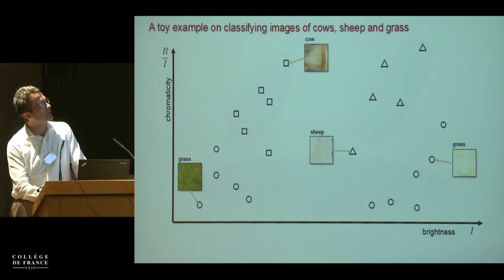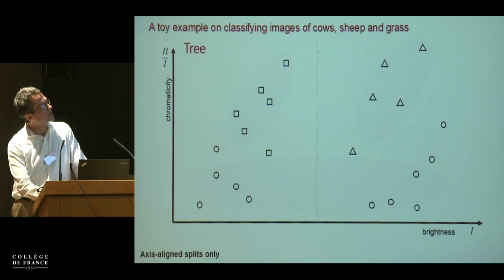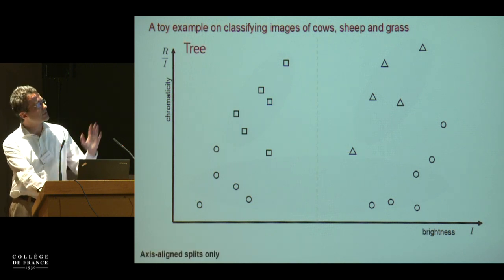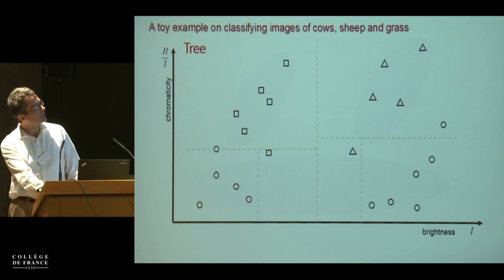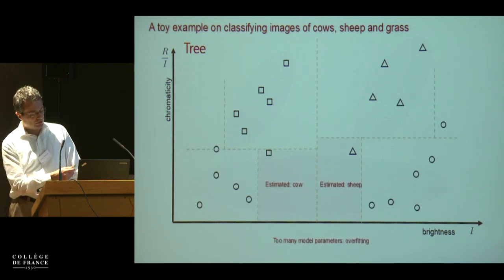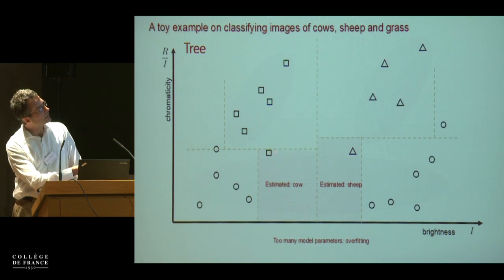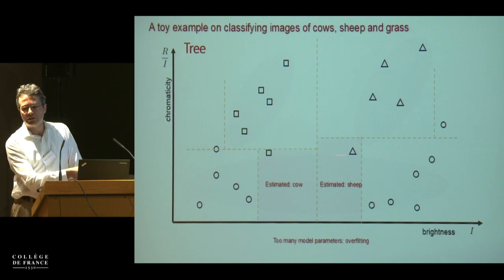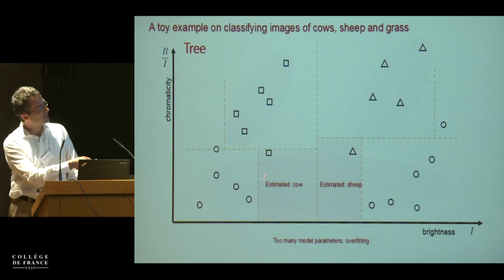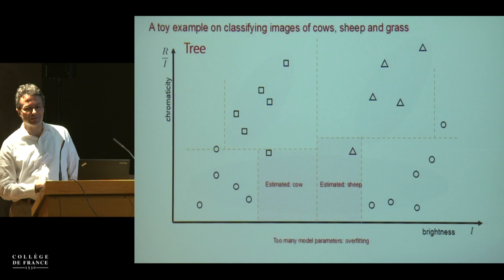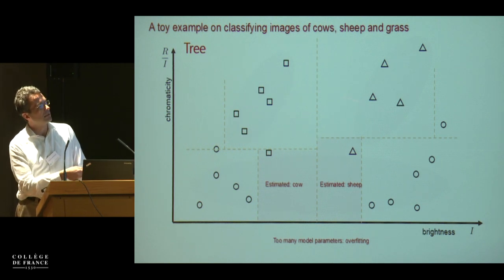I can have many more training patches, and then I say, okay, I'm going to train a tree on this. So I start by having axis-aligned splits. I split once, then I split again, then I split again. So what happens is that triangles mean sheep and squares mean cow. Because in this region I don't have enough training data, the system overfits, and it thinks that this whole region should be cow and this whole region should be sheep. But clearly, if you look at the faint ellipse, the generative model underneath, it should be labeled as sheep.